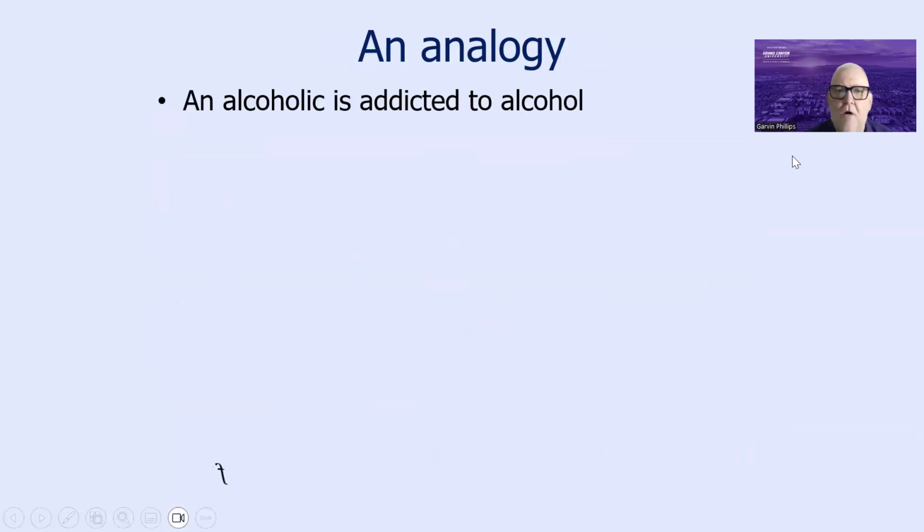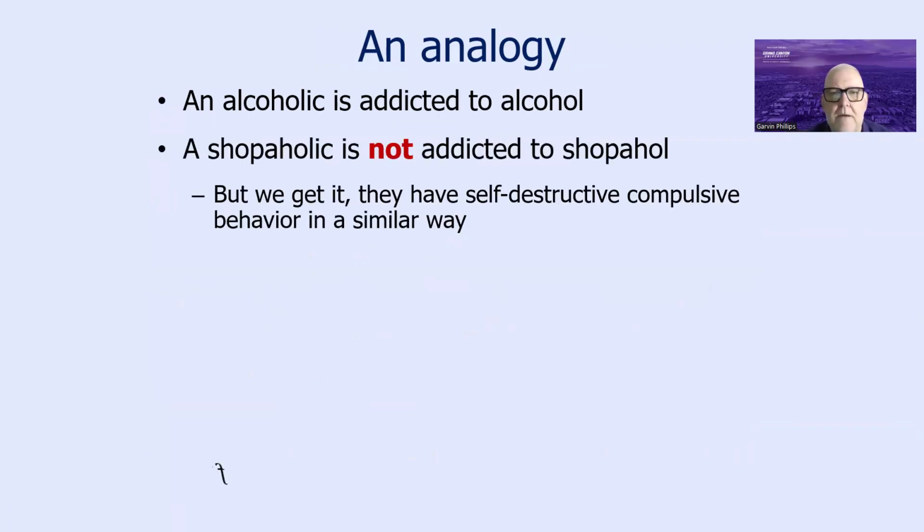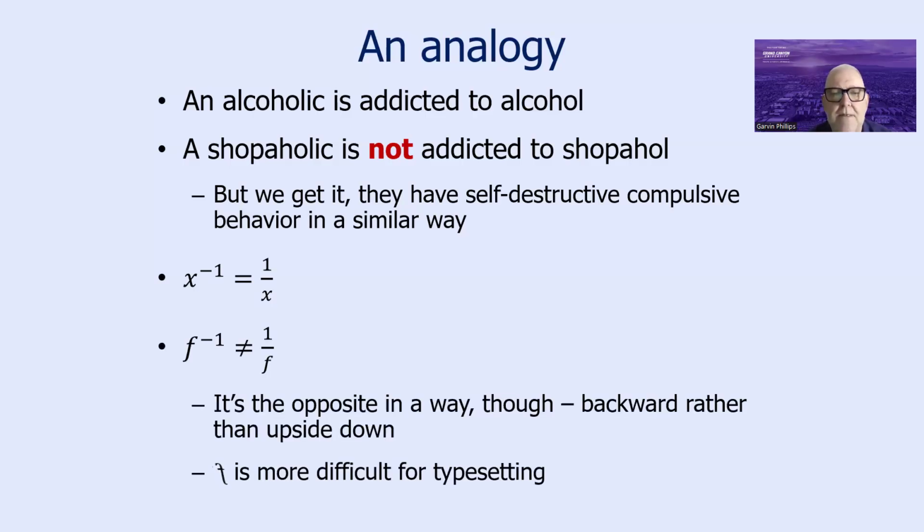Here's an analogy. An alcoholic is addicted to alcohol. A shopaholic is not addicted to shopahol. But we get it. They have a self-destructive compulsive behavior in a similar way. So x to the power of -1 is 1 over x. F inverse is not 1 over f. That is not what it means. It is the opposite in a way, though, backwards rather than upside down.